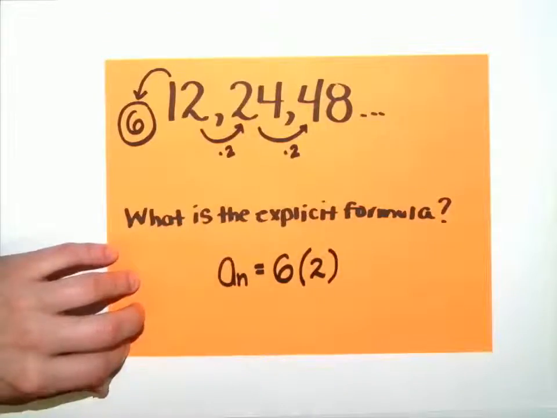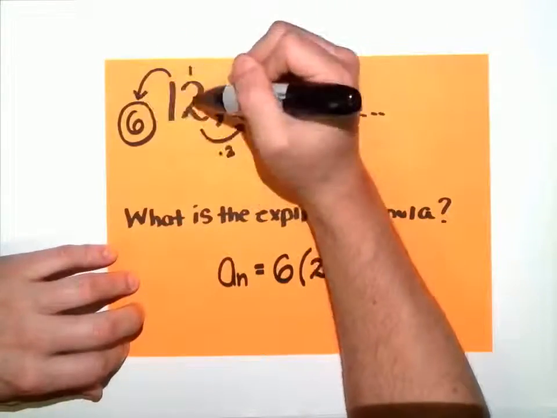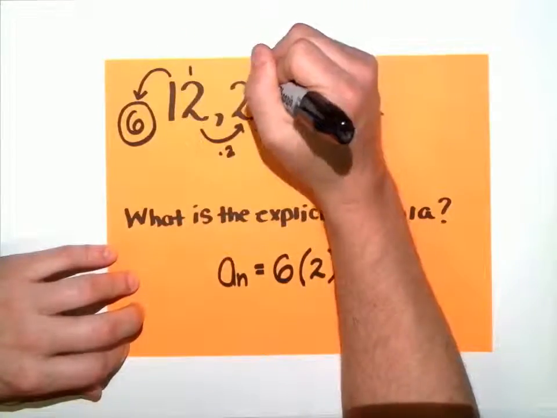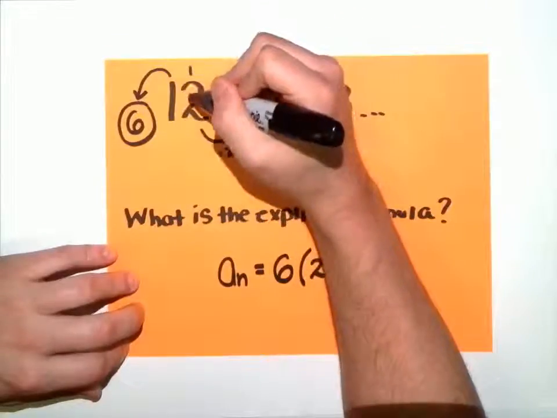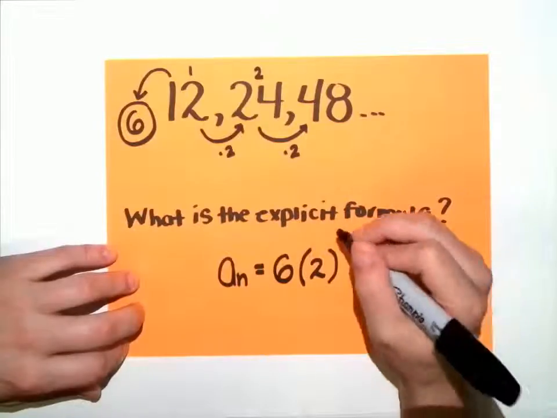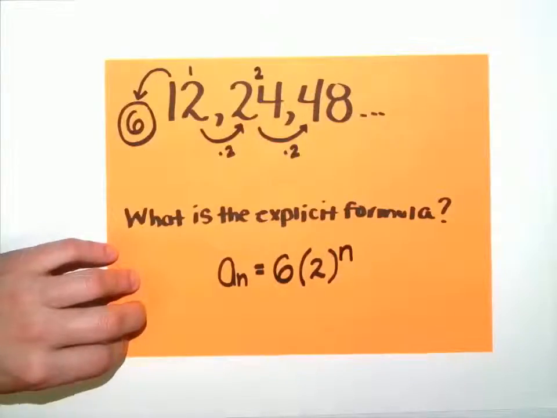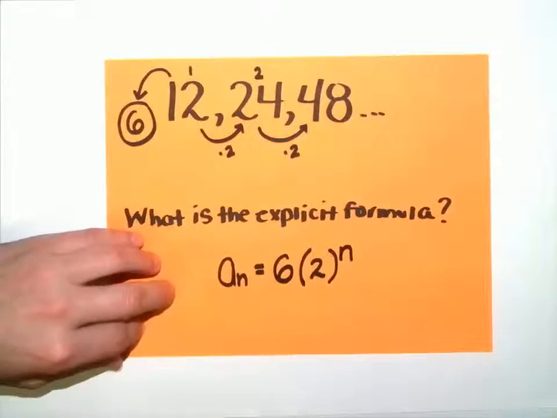And how many times are we going to multiply by 2 here? Well, it depends what we want. If we want the first term, 6 times 2 is 12. If we want the second term, 6 times 2 is 12, times 2 is 24. So the number of times we have to multiply by 2 is going to be determined by which term we are looking for. A sub n equals 6 times 2 to the power of n.